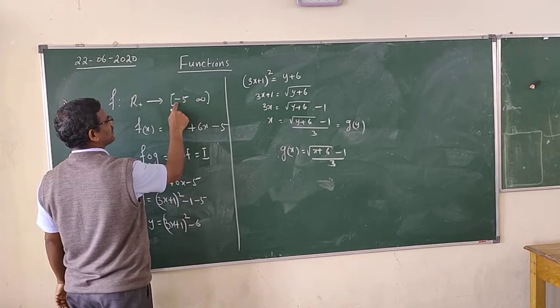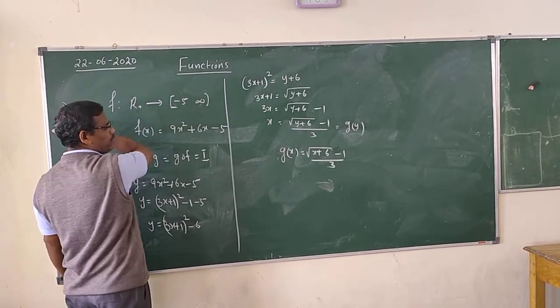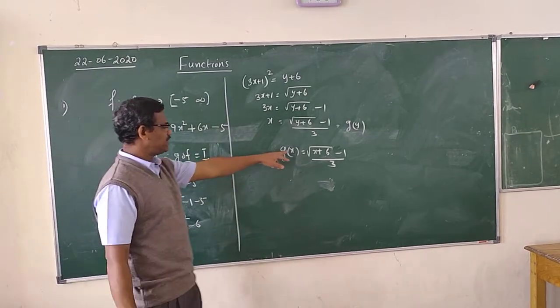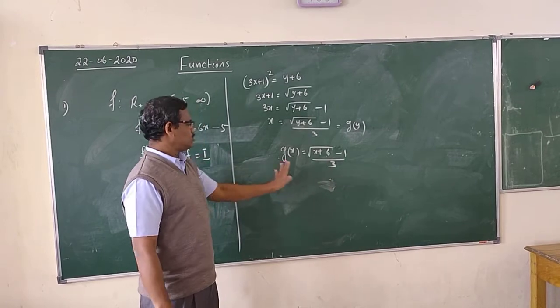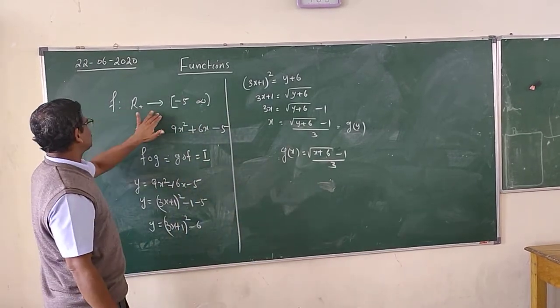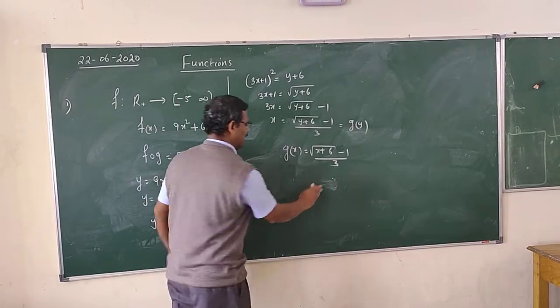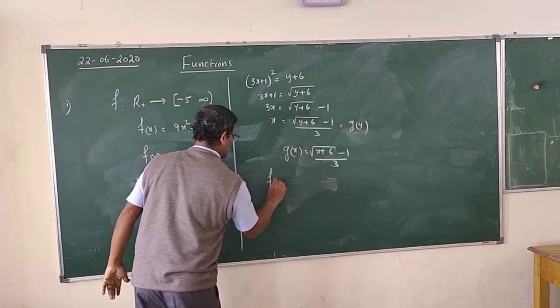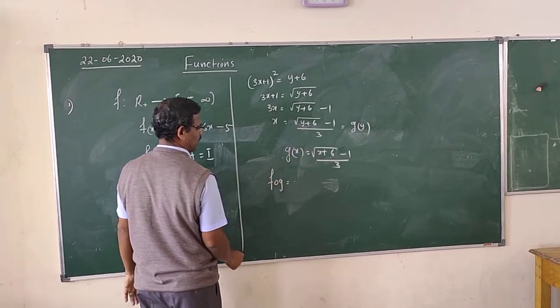The elements in the codomain are starting from -5 to infinity only. If it goes beyond that, there is a possibility that this function does not exist. So at present, for this domain and this codomain, this function exists. And let us see what f dot g is from this one. We could find out g, and let us find out f dot g.